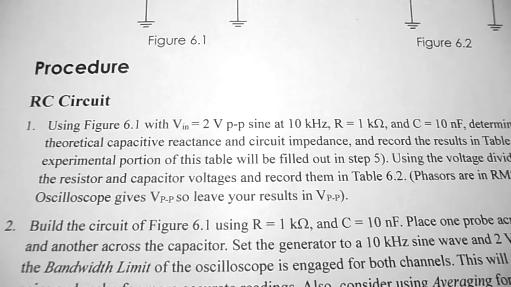We're then going to be using the voltage divider rule to compute the resistor and capacitor voltages and record them in table 6.2. Just a reminder, phasors are in RMS, but the oscilloscope gives us volts peak to peak, so we're going to leave our results in volts peak to peak.